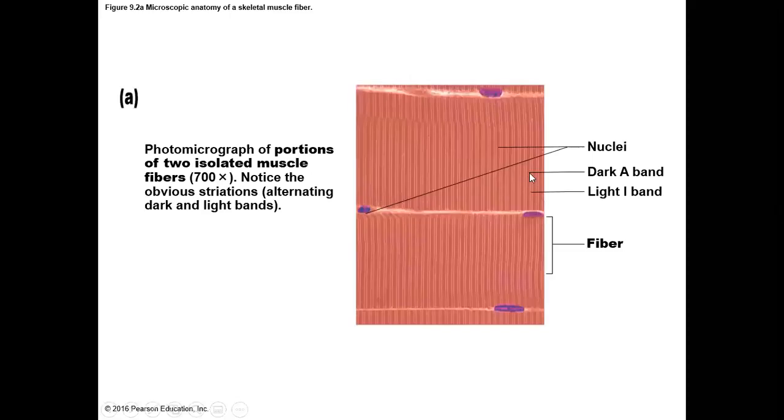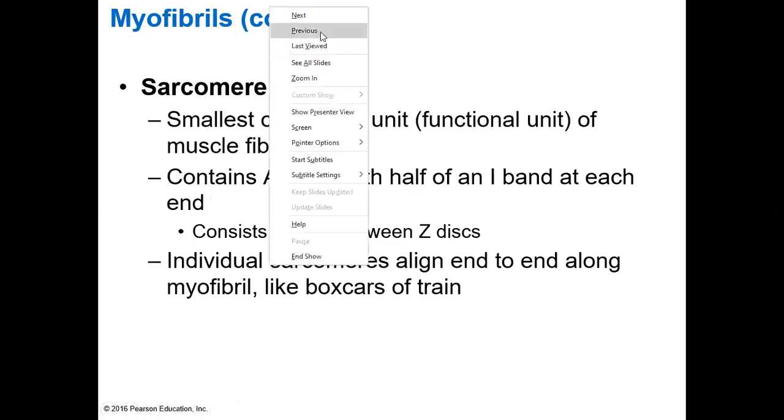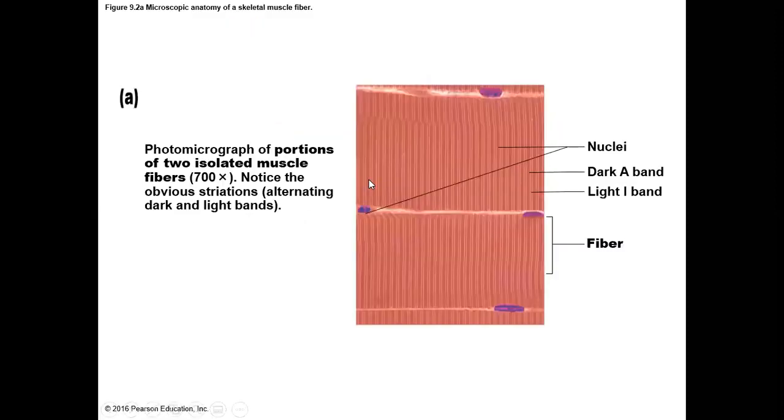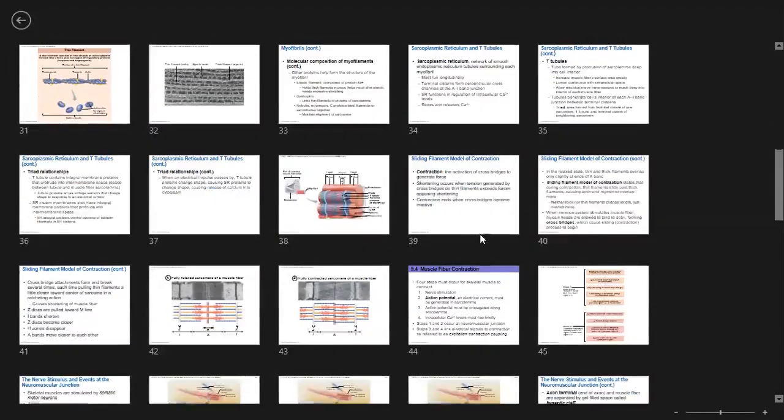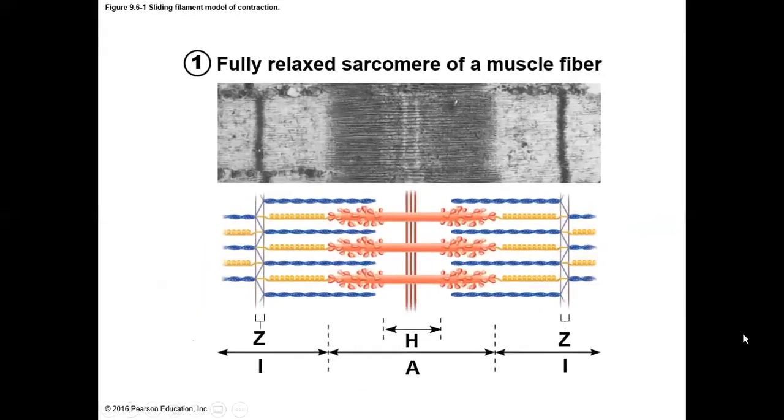Okay, so A band, I band, AI, dark light, dark light, dark light. That's really all that matters. What you may not know is that every single muscle fiber is built like this. These are myosin heads, and this is actin filaments up here.